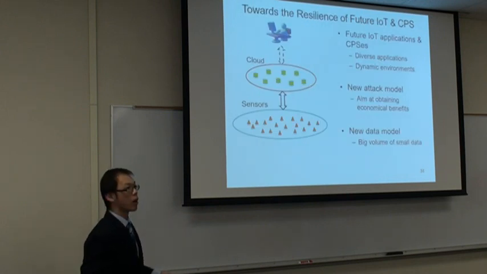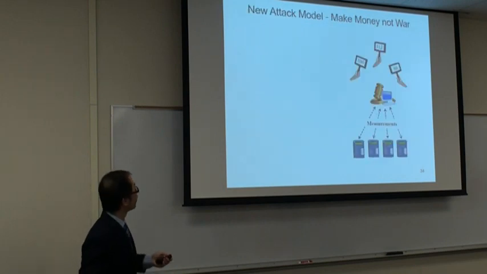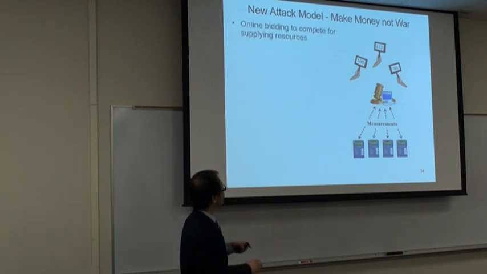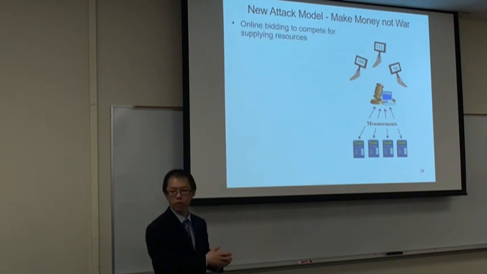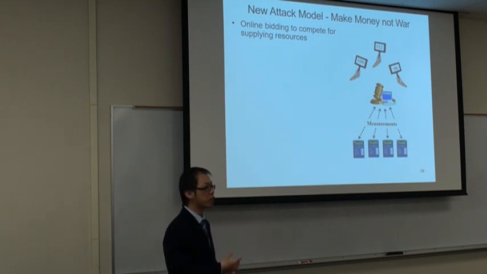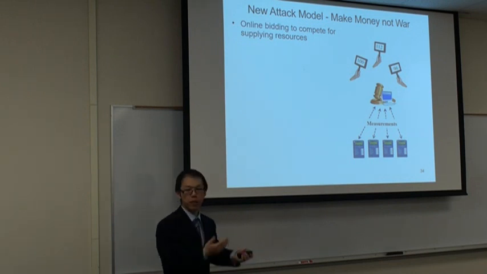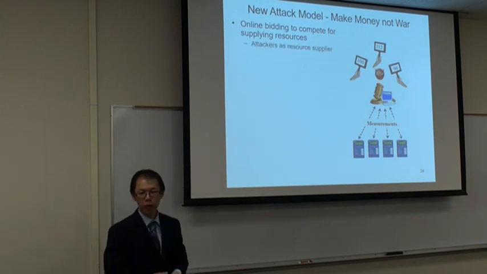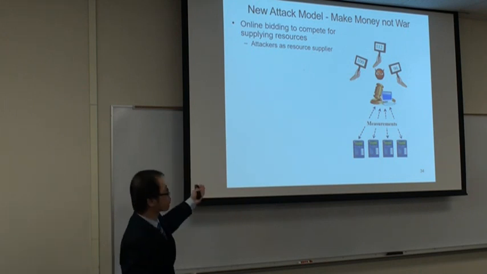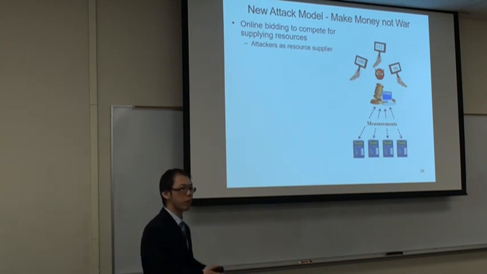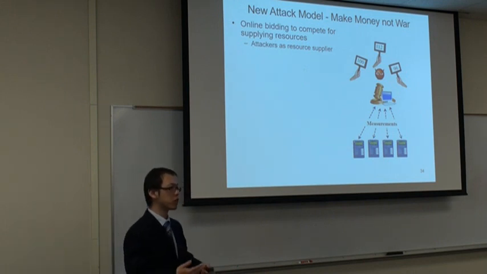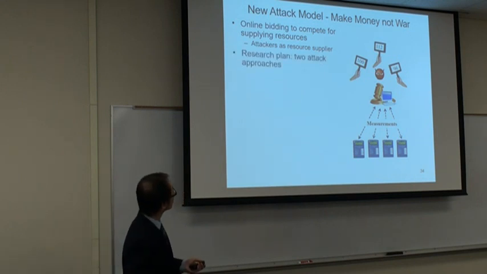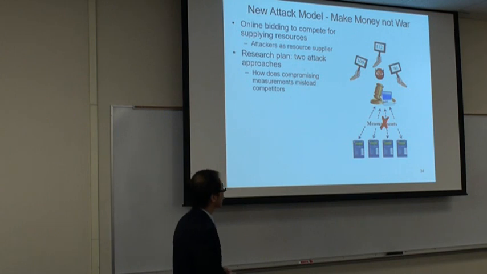For example, for the new attack model, the reason for doing this is that most cyber-physical systems, especially the power system, use online bidding to compete to supply resources. If attackers act as one type of resource supplier, this becomes possible in the smart grid environment, because they now involve a lot of renewable energy delivery and generation.